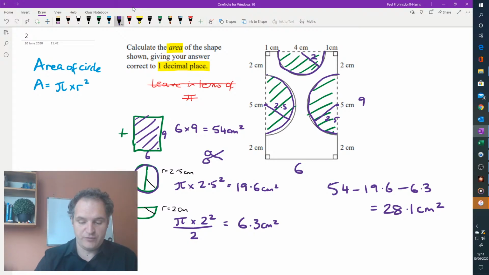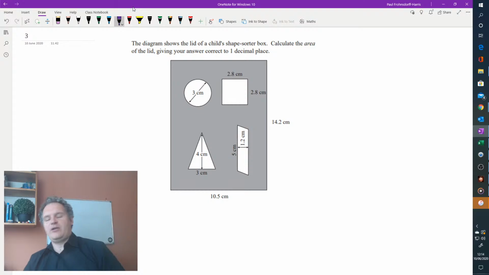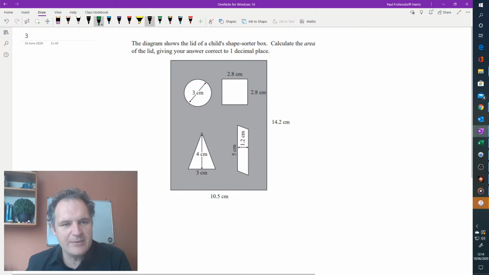I'm obviously ready to move on, and this is the third one. This is why I had the picture at the start of the lesson of the shape sorter, because here is a child shape sorter, and we want the area of the lid, but obviously the lid does not contain the gaps where the shapes have to be put through. Remember you can pause it now. It says again 1 dp, 1 decimal place, and it wants to calculate the area.